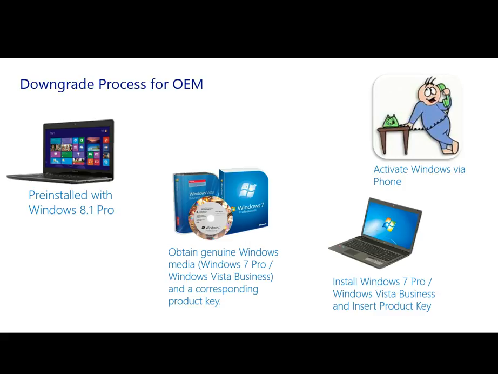Next question. Let's say I was able to downgrade to Windows 7 Pro, and then I want to go back to Windows 8.1 Pro. Can you go back to Windows 8.1 Pro? The answer is yes. Okay. If I want to go back to Windows 8.1, yes, you can go back to Windows 8.1. Next one is the downgrade process for volume.